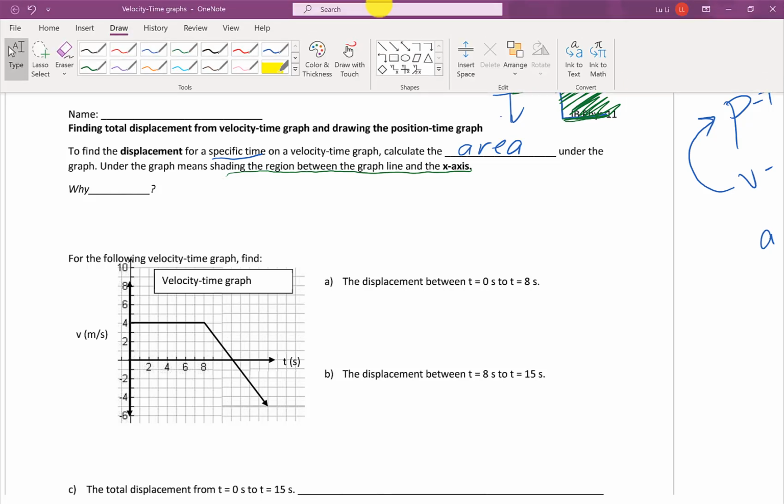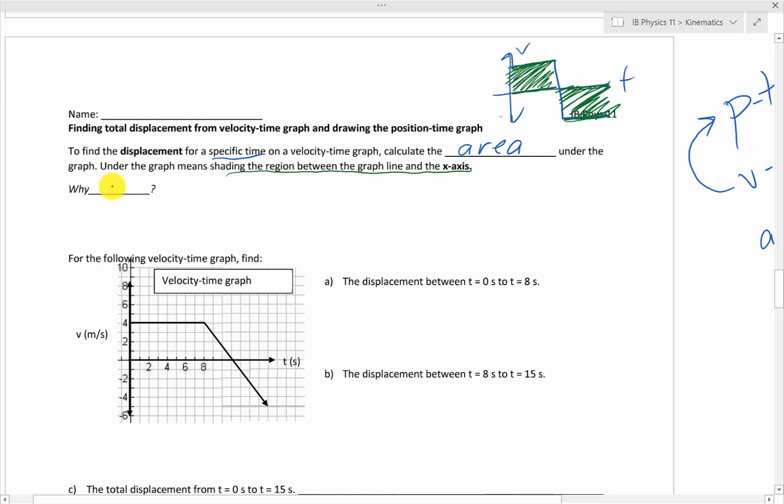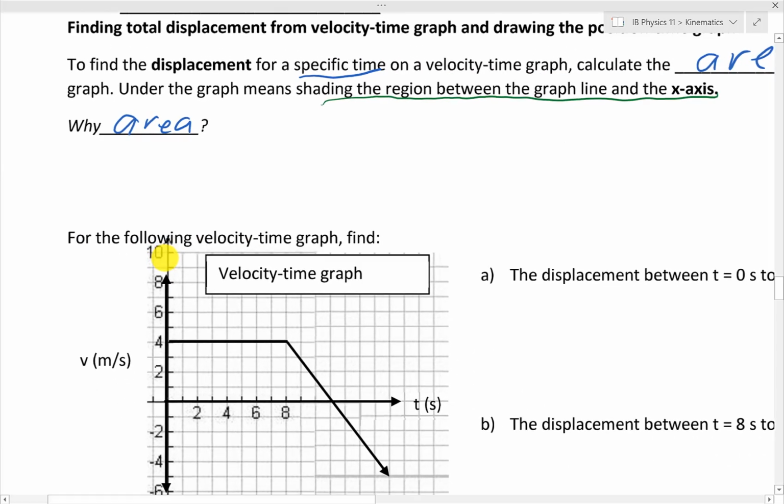So the other question you might be wondering is, why area? How does the area work? Does it have any significance? There's a reason, and yes, it totally does. I will show you with this graph that I have down here. Let's say I want to find the area underneath the graph of this particular region here. Okay, so let's shade this in.